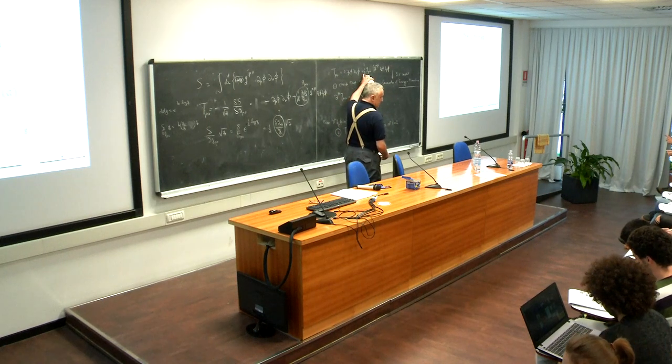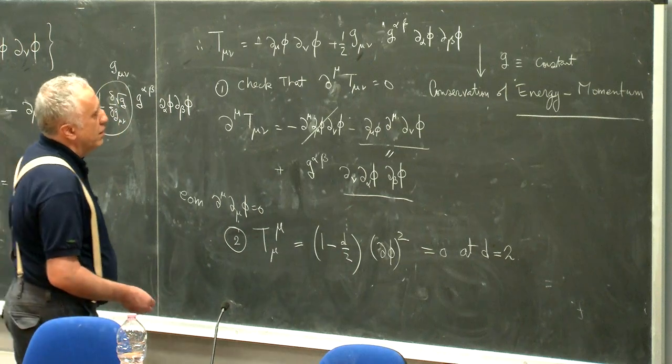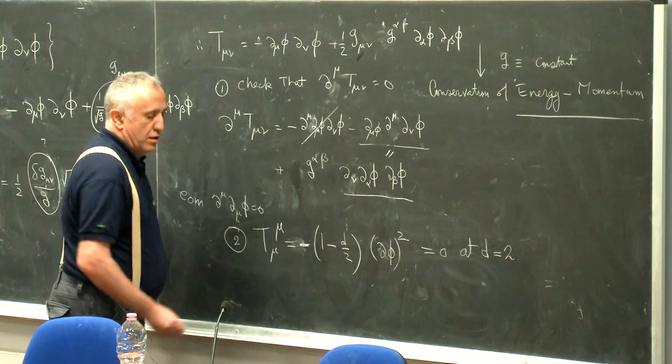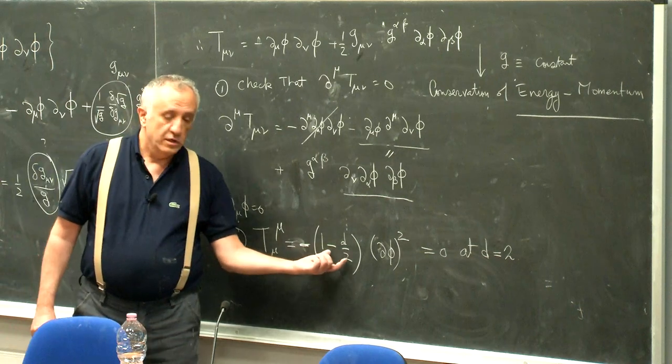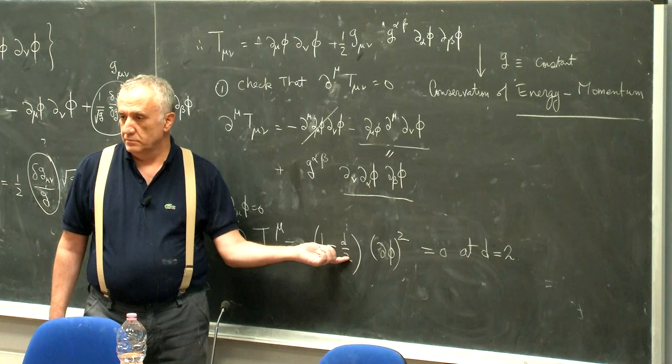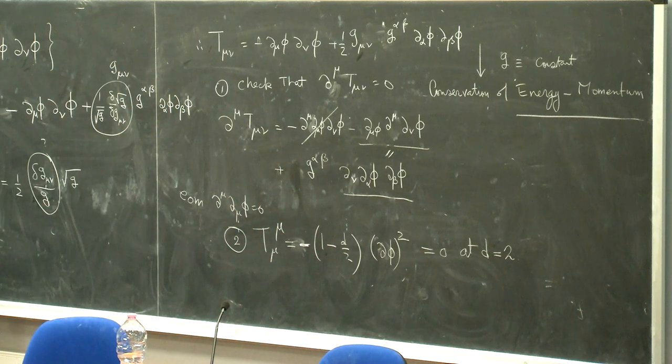This is minus, this is plus. So it means that in the end there will be a minus sign in front of everything. So this shows something is special at two dimensions. It doesn't happen in other dimensions. So at two dimensions, let's go back and rewrite the action.